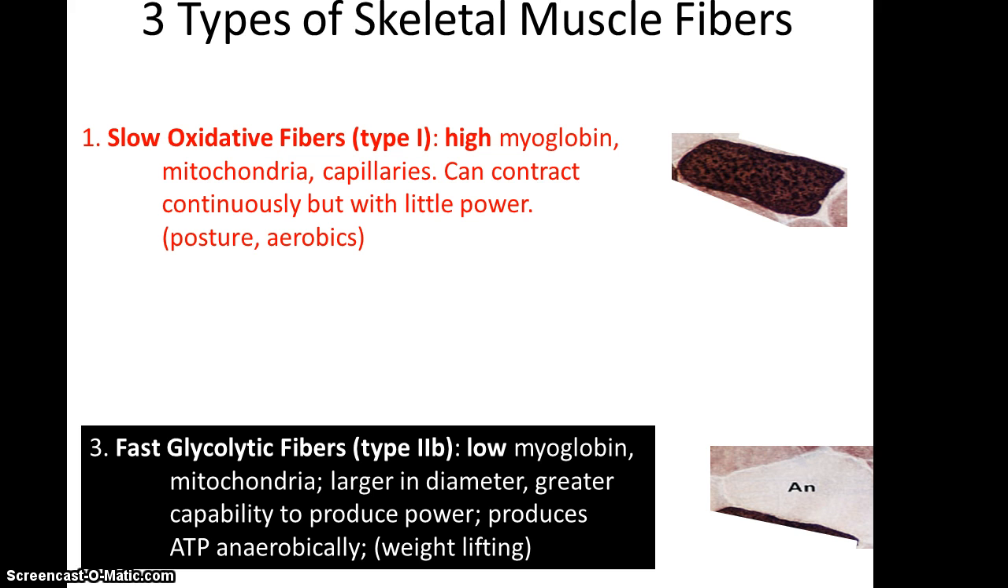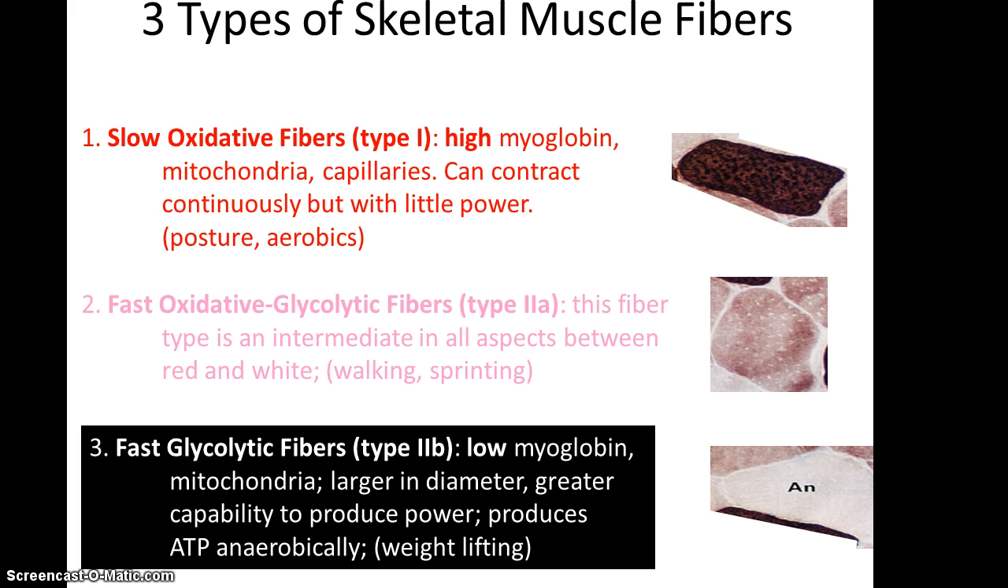Then there are the fast glycolytic fibers, or type 2b. These fibers are low in myoglobin and have very little mitochondria. However, they do have a much larger diameter. So what they're able to do is produce a lot of power, but only for a very short time. And this is often used in weightlifting.